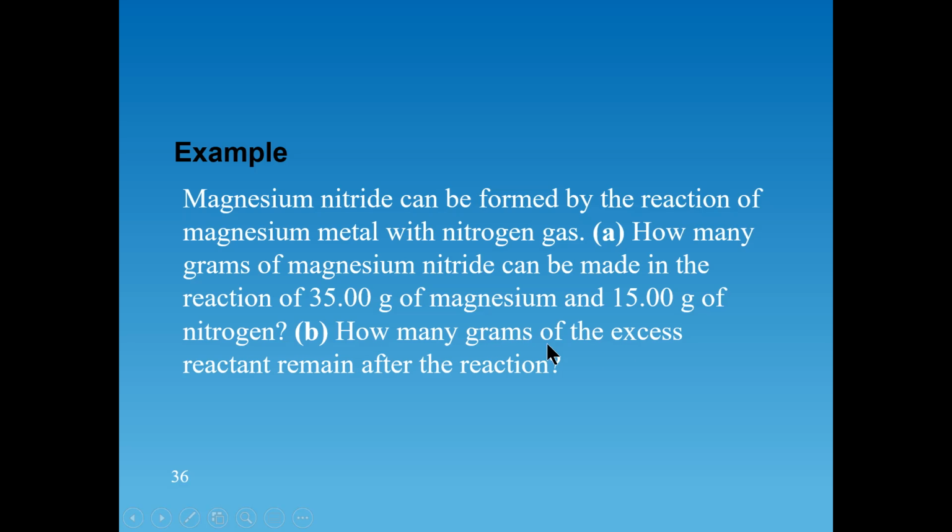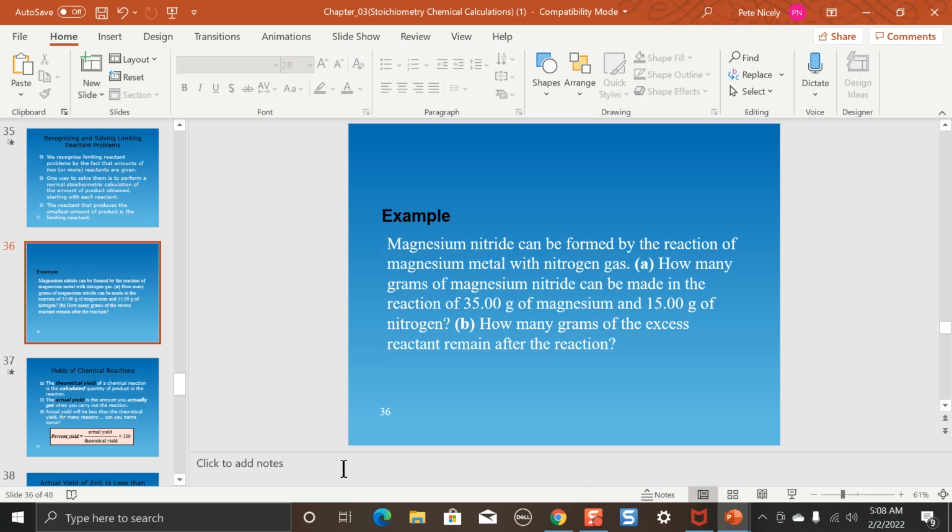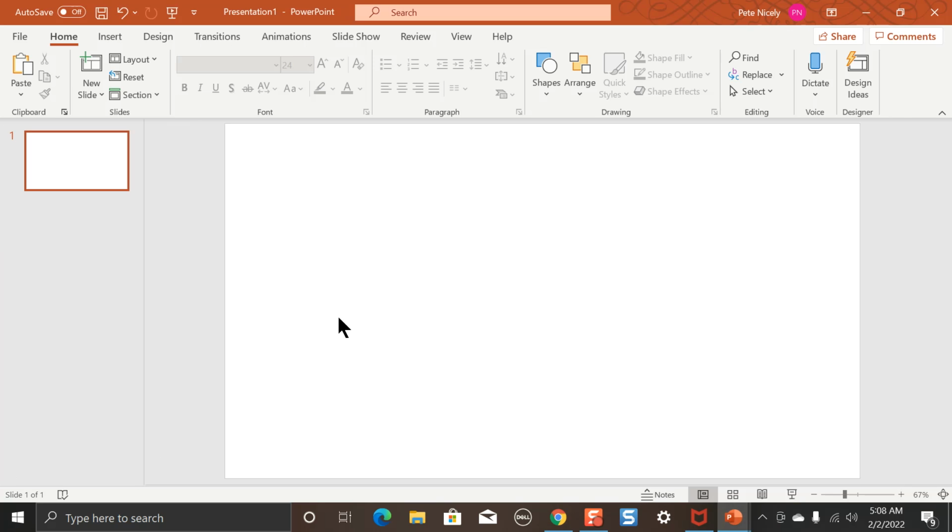So what the question here is asking for is how much of the excess reactant, the nitrogen, will remain. Now, in order for us to do that, we need to find out how much of the nitrogen reacted. And then once we find out the amount of nitrogen reacting, we can subtract that from the original amount of nitrogen, which is the 15.00 grams, all right? So I'm going to get out of this and go to the blank PowerPoint slide.